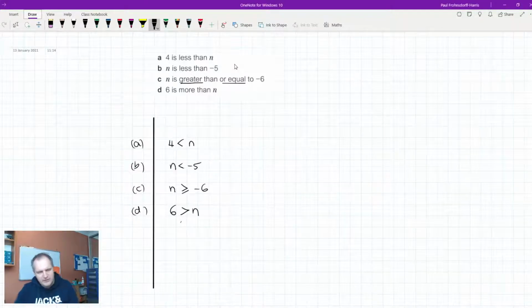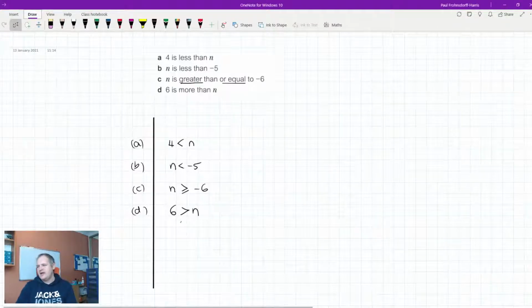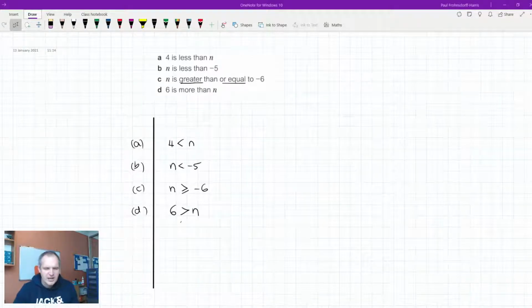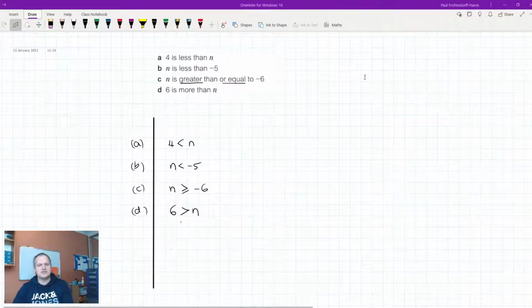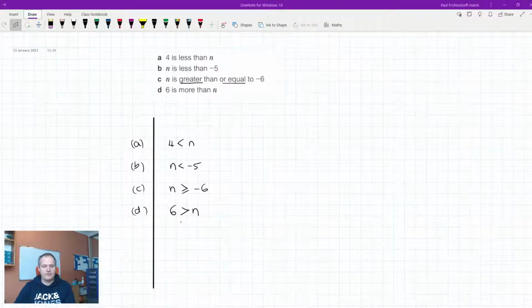So that's how we would turn the word questions into inequality questions. And hopefully this will allow you to lead forward so that when you come on to doing solving inequalities, and I do have a video on my channel on solving inequalities, it makes some sense where this has all come from. So hopefully that has been helpful.